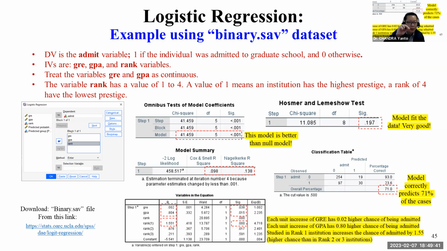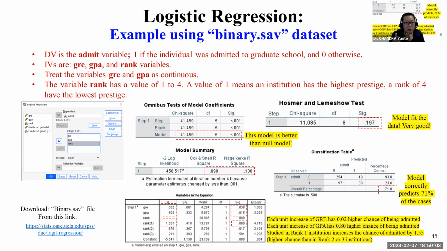and you enter admit as the dependent variable, and then you enter the three independent variables, and you have this result. So first we look at the omnibus test results. The bottom one, the one that has Model and a chi-square and is significant.